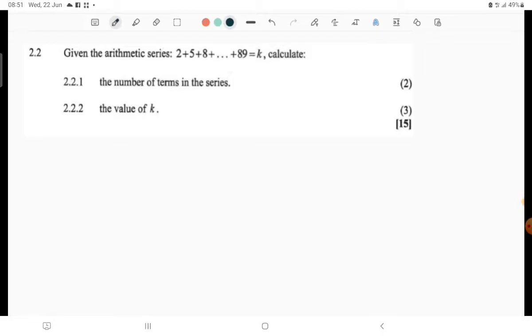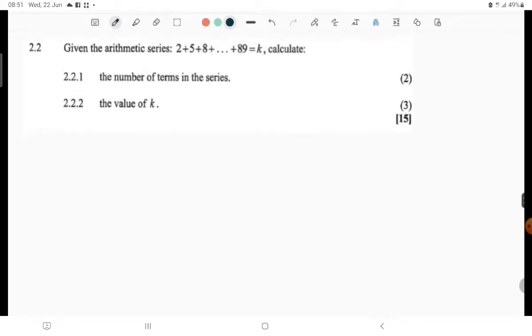Then 2.2, given the arithmetic series 2, 5, 8, up to the last term, which is 89, it is equal to k. What is this k? You must know that this k is the sum of all these terms. Whatever is being equated to these terms being added is the sum. So this k is the same as the sum of all these terms that are being added from 2 to 89.